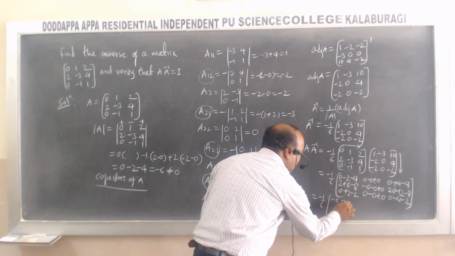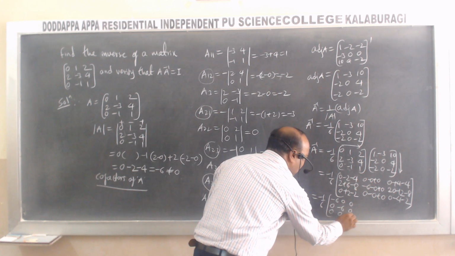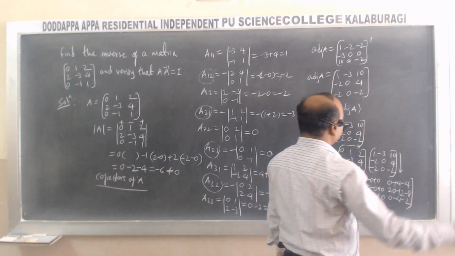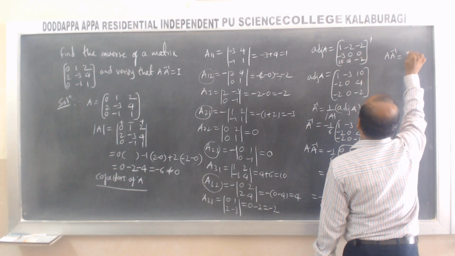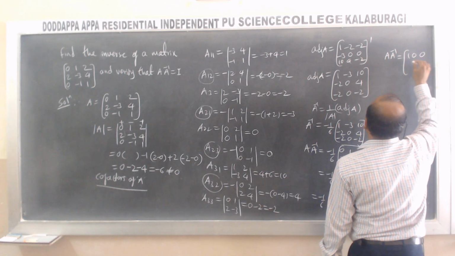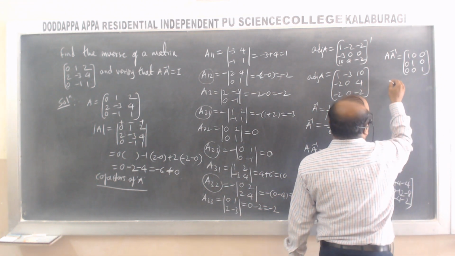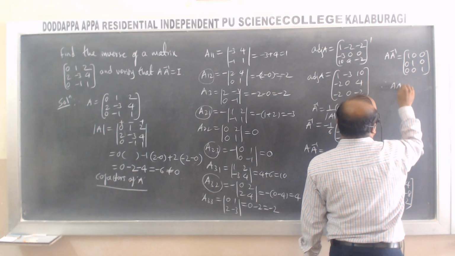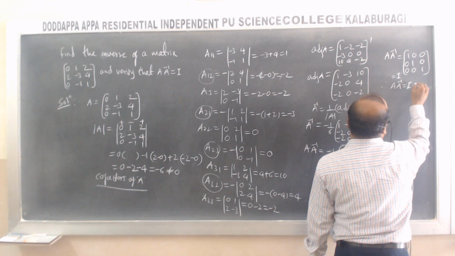It is minus 6 0 0, 0 minus 6 0, 0 0 minus 6. Then by scalar multiplication we get A into A inverse equal to 1 0 0, 0 1 0, 0 0 1. So therefore we get A into A inverse, it is nothing but I.